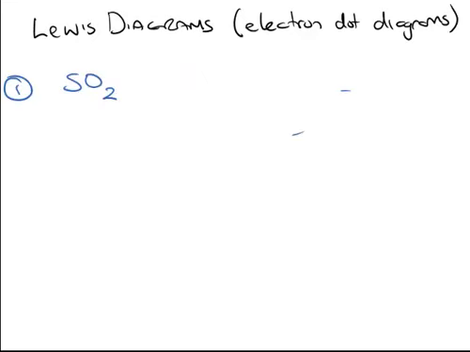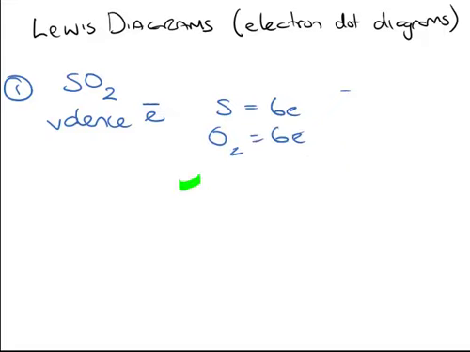Example, if you're asked to draw the Lewis dot diagram or the Lewis diagram of SO2, sulfur dioxide, the first thing you'd do is look at the number of valency electrons. These are the electrons in the outer shell only. Okay, so that should be straightforward. You look at sulfur, it's in group 16, so it's going to have 6 electrons. Oxygen's also in the same group, so it's going to have 6 electrons. But because there's two of them, we need to multiply this by 2, and that becomes 12 electrons. So the total number is 18 electrons.